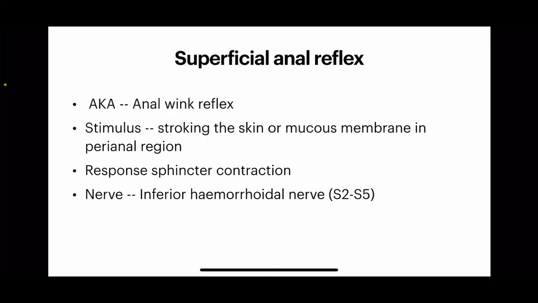And now we will talk about the superficial anal reflex. The superficial anal reflex is also known as the anal wink reflex. What is the stimulus? The stimulus is stroking the skin or mucous membrane in the perianal region. You have to visibly see the external anal sphincter, and then you stroke just adjacent, 1 to 2 centimeters away from it. What you can see is the contraction of the sphincter. You can actually visibly see the sphincter contracting. The inferior hemorrhoidal nerve mediates this reflex, and the root value is S2 to S5.